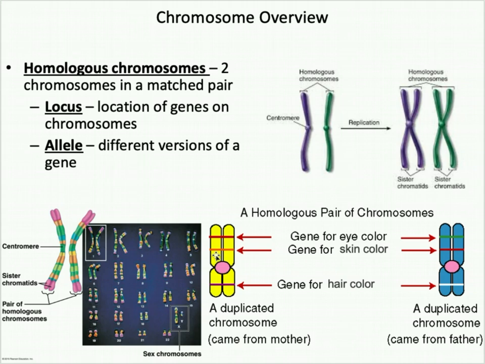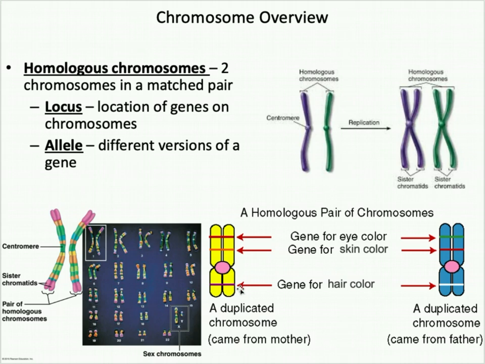And then here we have the locus for skin color. It could be for dark skin color, but on the other homologous chromosome, we have the locus for light skin color. Or we say that you have the allele for light skin color.